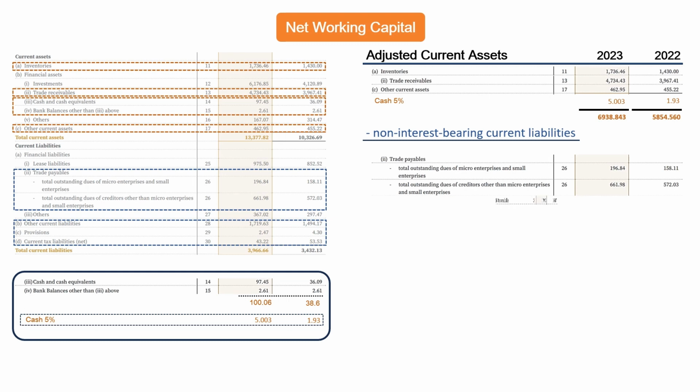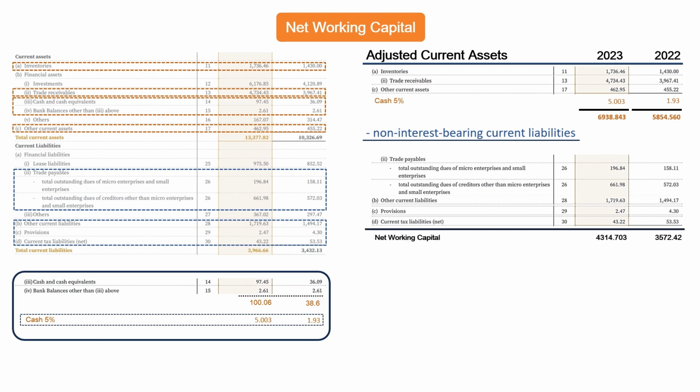The items are trade payables, other current liabilities, provisions, and current tax liabilities. Now for the net working capital, we deduct the non-interest bearing current liabilities, and we get net working capital. The net working capital for 2023 is 4314.703.